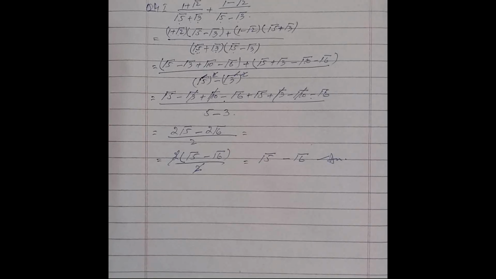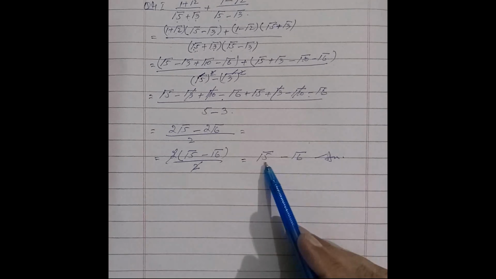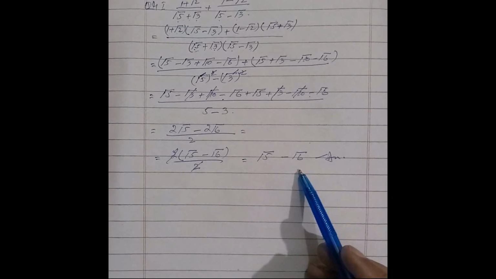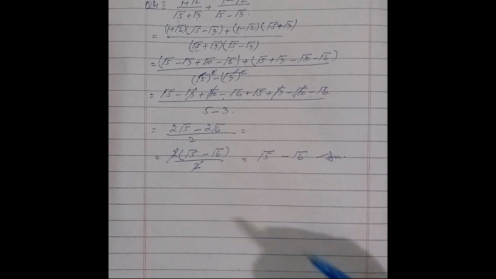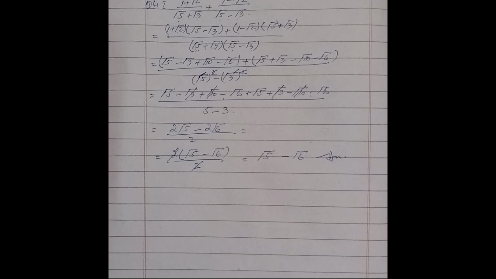And this question can also be solved by multiplying the conjugate with the numerator and the denominator, and we get the same answer, square root 5 minus square root 6. But in the next part we apply the rule of conjugate with the numerator and the denominator and then solve it.